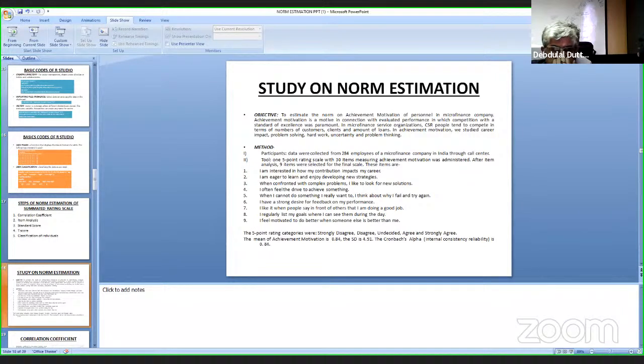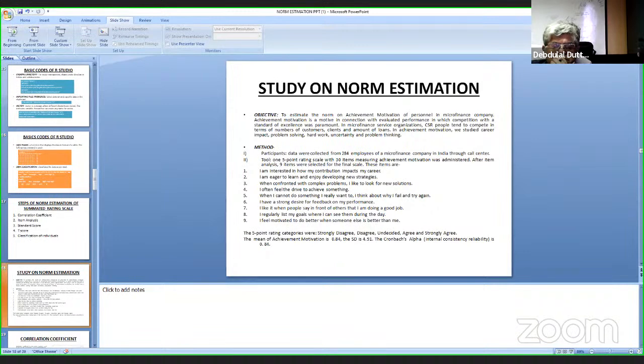These items are: I am interested in how my contribution impacts my career. I am eager to learn and enjoy developing new strategies. When confronted with complex problems, I like to look for new solutions. I often feel the drive to achieve something. When I cannot do something I really want to, I think about why I fail and try again. I have a strong desire for feedback on my performance. I like it when people say in front of others that I am doing a good job. I regularly list my goals where I can see them during the day. I feel motivated to do better when someone else is better than me.